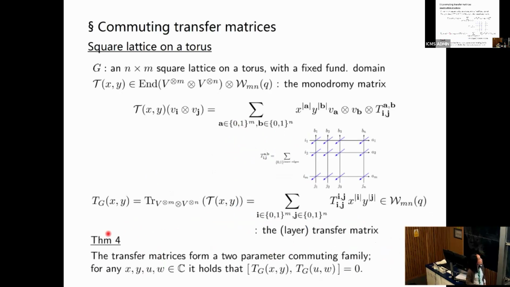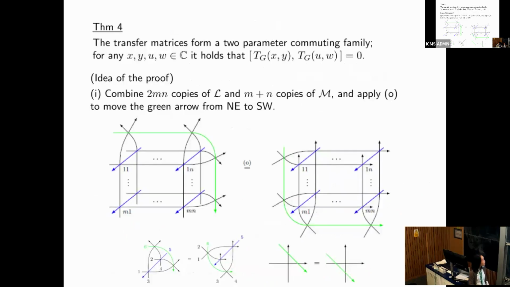So the first main theorem is this one. This transfer matrix is a polynomial in X and Y with coefficients in this space, and forms a two-parameter commuting family. Namely, it satisfies this commuting relation. Then, how to prove this? Today I show the outline of the proof by using only pictures, basically.